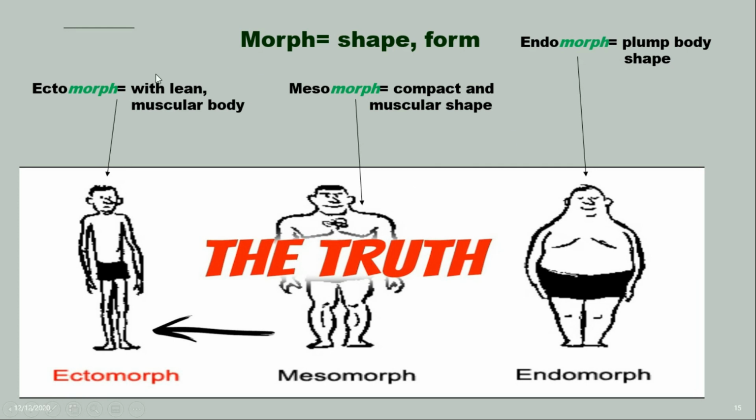Let us again look at the meanings of three different words here. Ectomorph, with a lean muscular body. Mesomorph, compact and muscular shape. Endomorph, plump body shape.